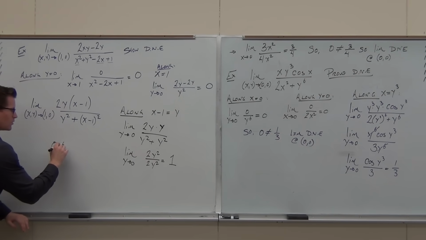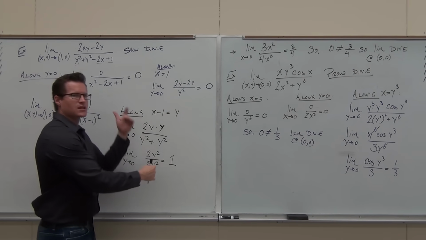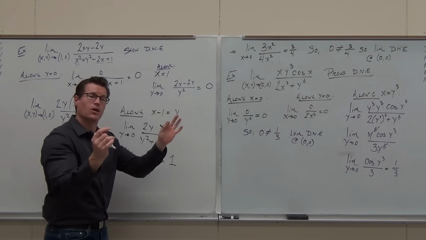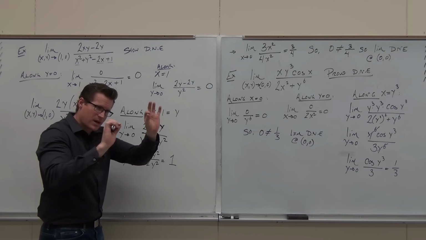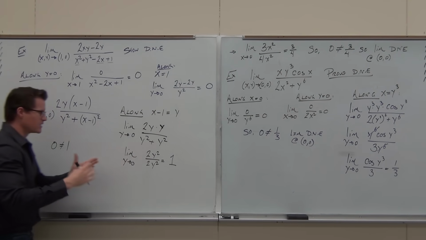So 0 does not equal 1, because these are the heights of the function along those two paths, along the surface over those two paths. So along the surface over those two paths, the function has different heights. Therefore, the limit does not exist.